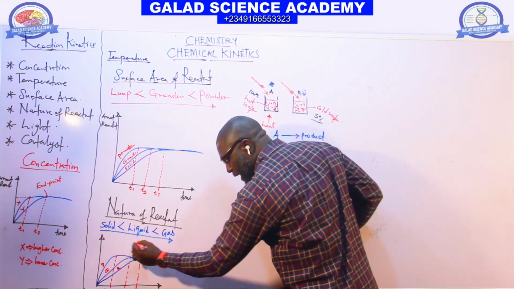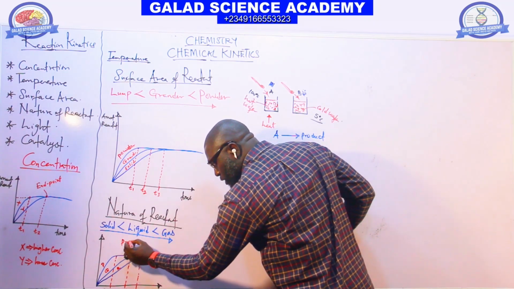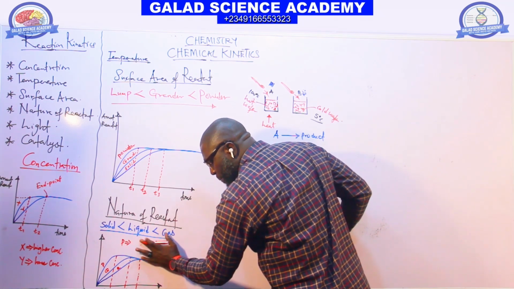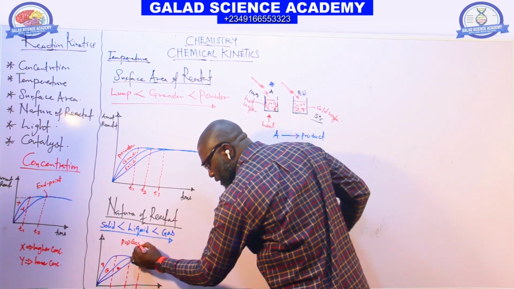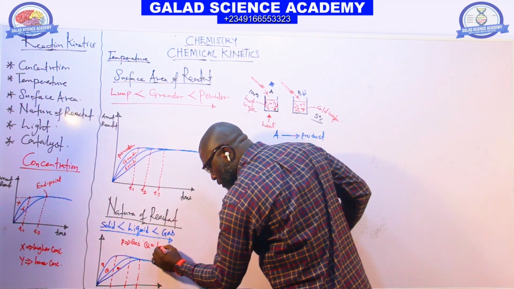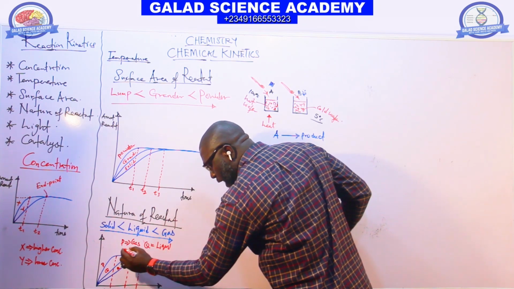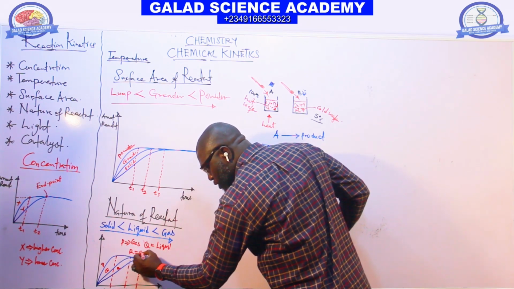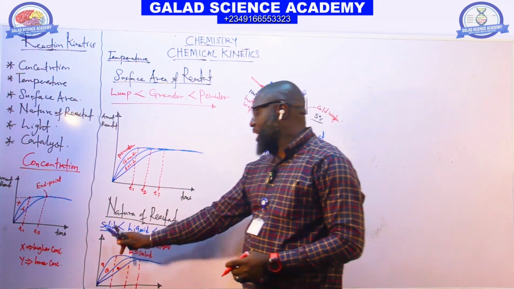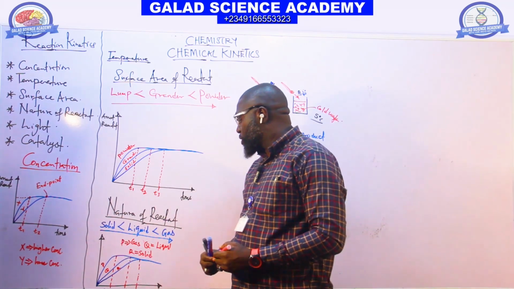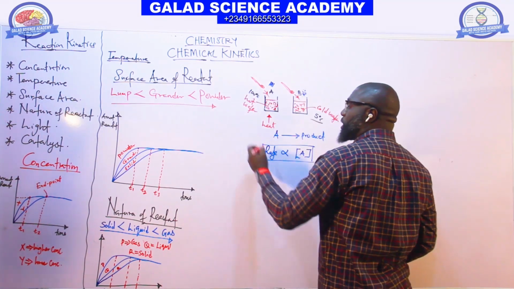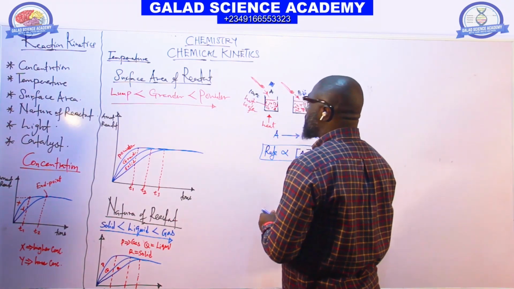So from the graph there, P represents solid. Sorry, P represents gas. Q represents liquid, and R represents solid. So the solid is the least reactive, and the most reactive state of matter is gas.